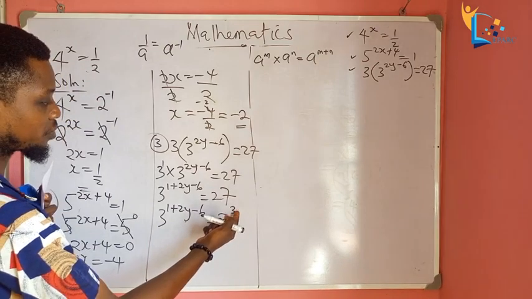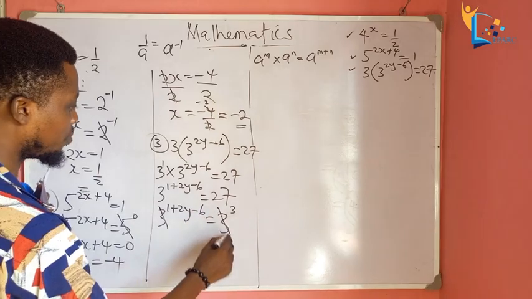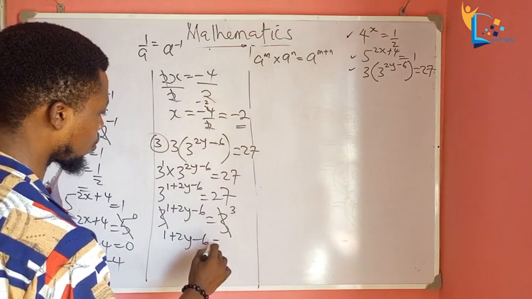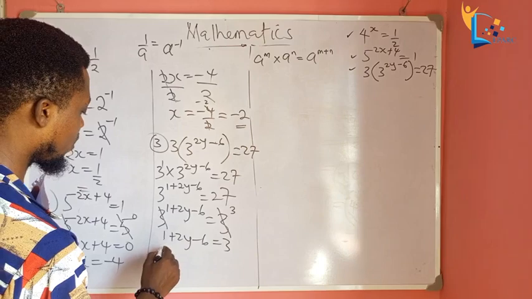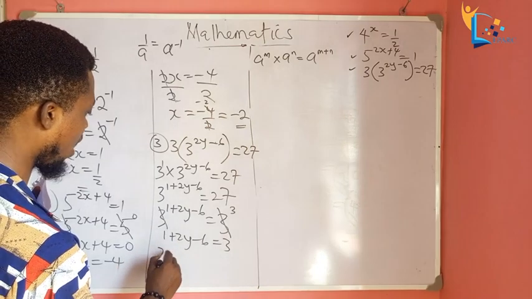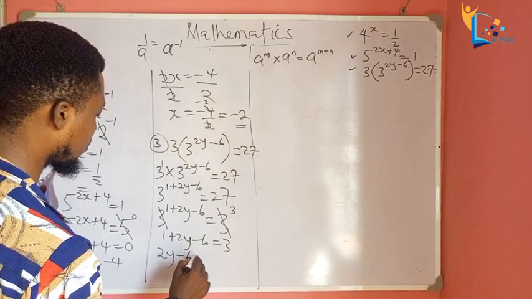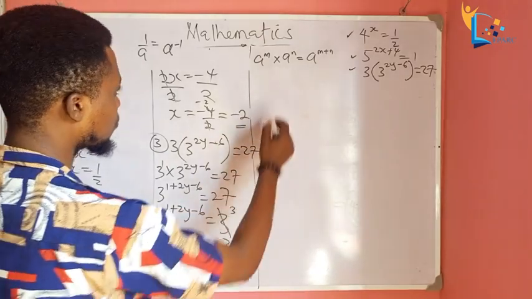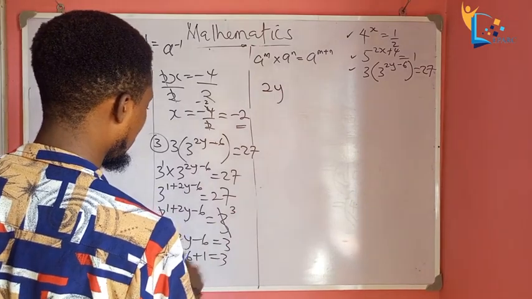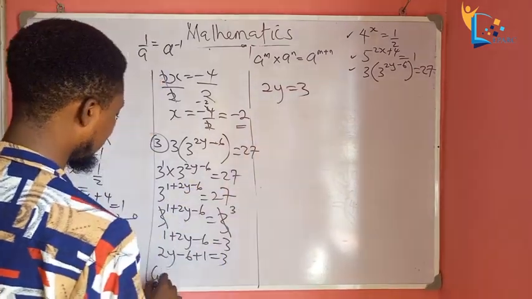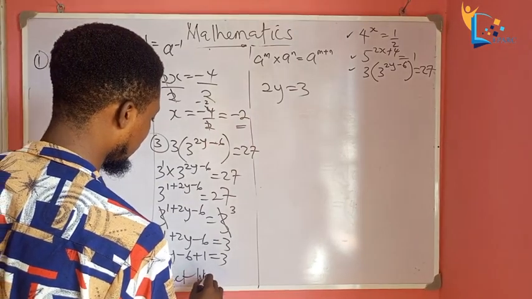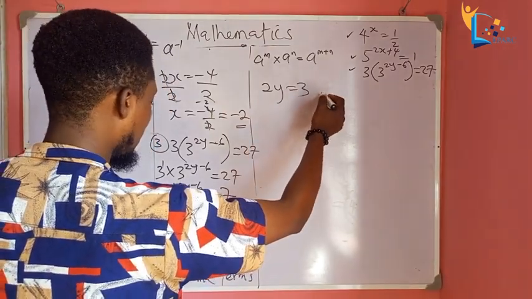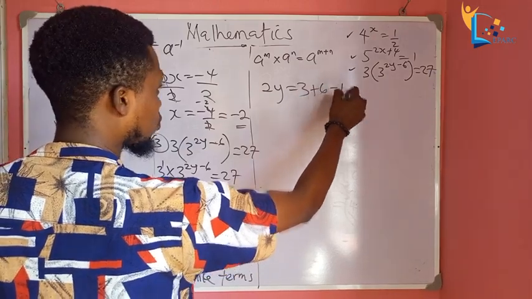When we raise 3 to the power of 3, it's the same thing as 27. So we strike off the base and equate the power. So we have 1 plus 2y minus 6 equal to 3. Or let's do it this way: 2y minus 6 plus 1 equal to 3. So we have 2y equal to, collect like terms, 3 plus 6 minus 1.